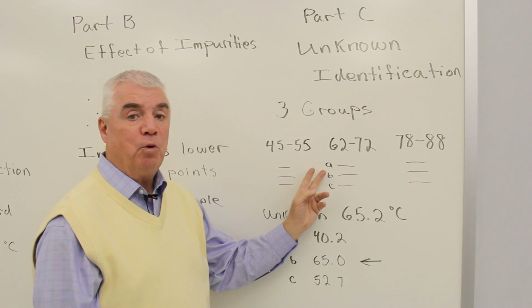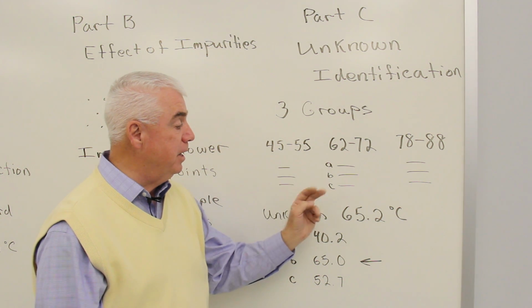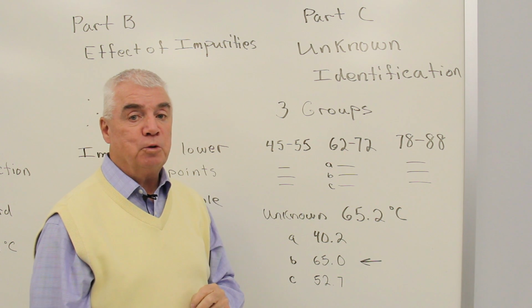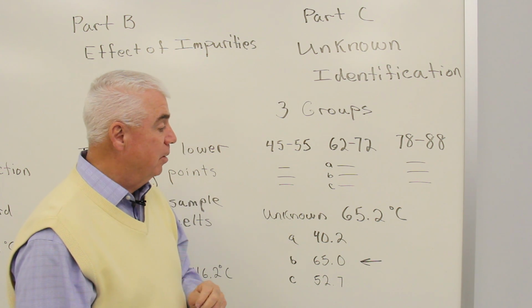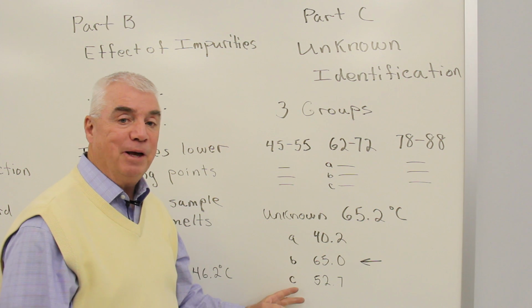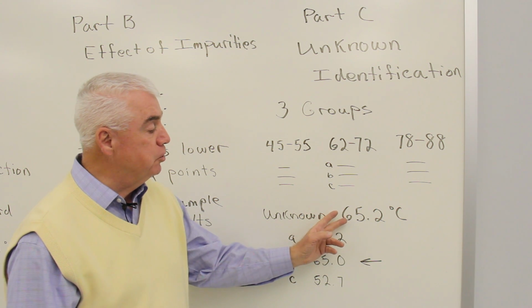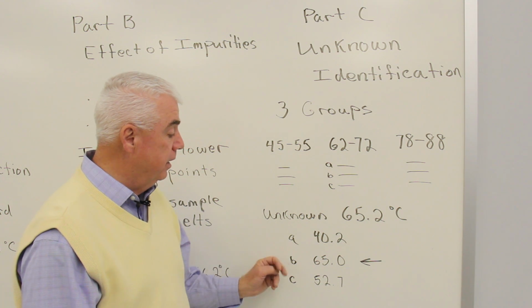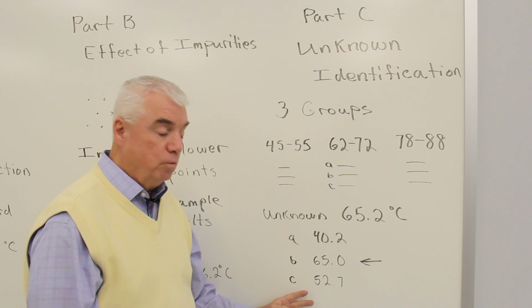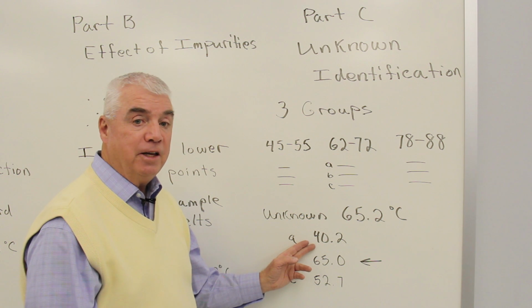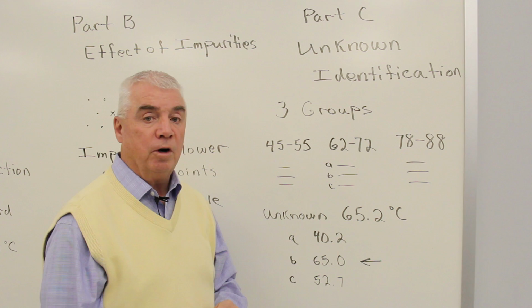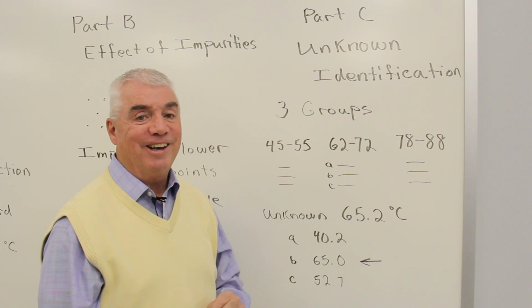In a separate sample, we'd mix some of your unknown with B and some of your unknown with C and carry out those 3 melting points. Here's some typical data down here. Let's say that your unknown melted at 65.2 degrees centigrade, and here's the data that we obtained. In one case, when I mixed it with A, the melting point was greatly lowered. Well, I know my unknown is not A.